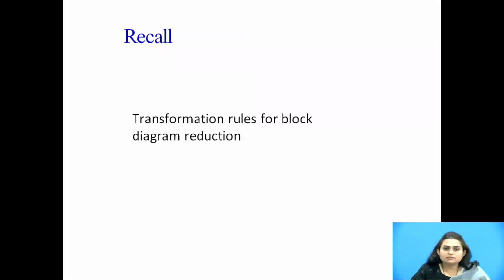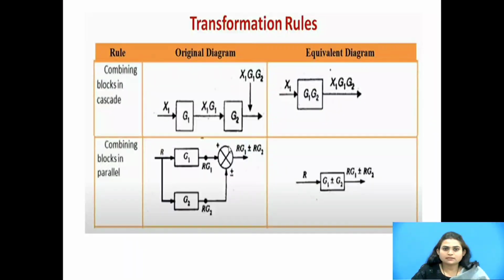Just take a pause and recall the transformation rules for block diagram reduction. Yes, these are the different transformation rules. Total 10 rules are there. From that, rule number 1, combining blocks in cascade. If two blocks are connected in cascade or in series, like G1 and G2, its equivalent diagram is G1 into G2. So both the blocks get multiplied here.